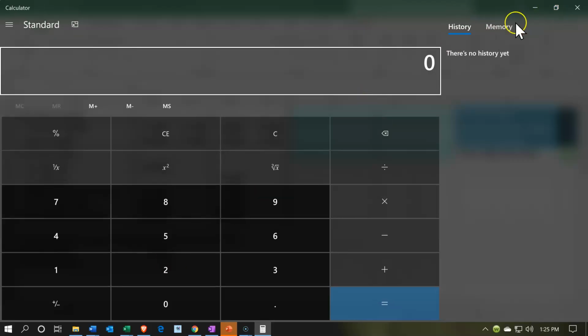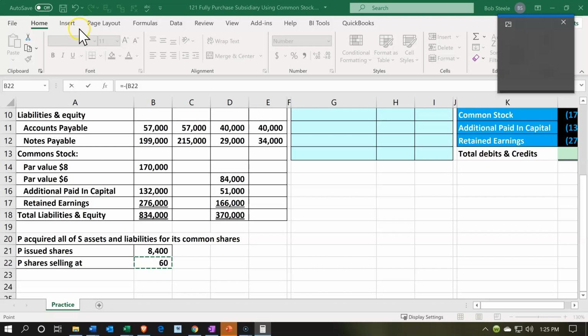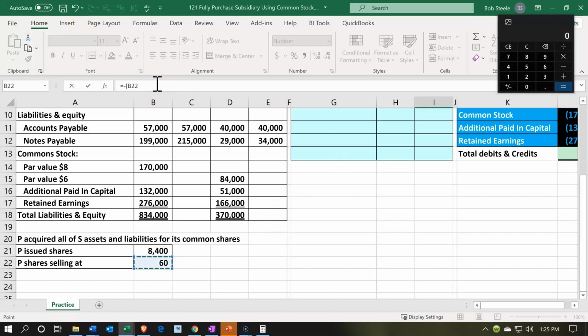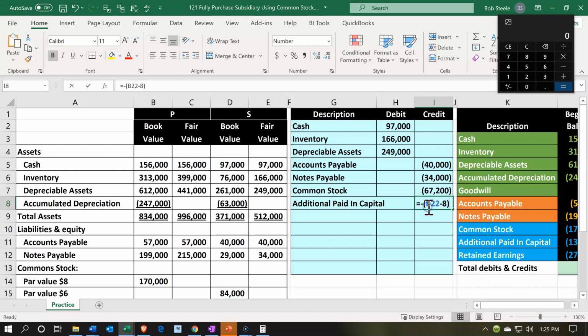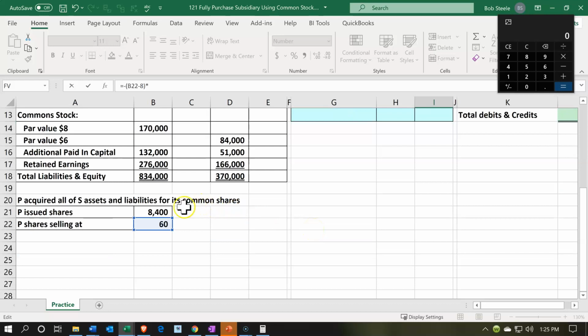Didn't want the calculator. Well, let's put it up here anyways. We might use it later. So we're going to say $60 minus $8 times the 84,000, and I missed the times. $60 minus, well, let's think about that. It's $60 minus $8, which is 52, times the number of shares, which is 8,400. Now, there's a couple different ways you can calculate this.